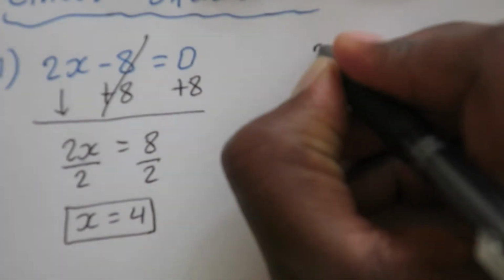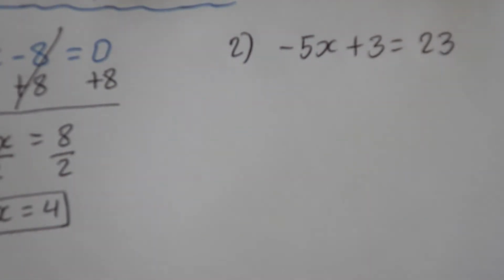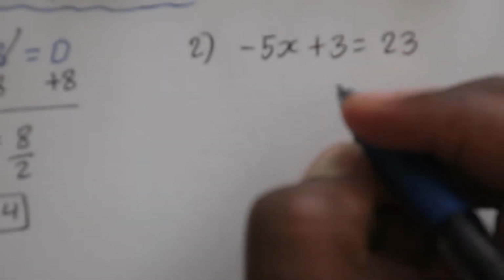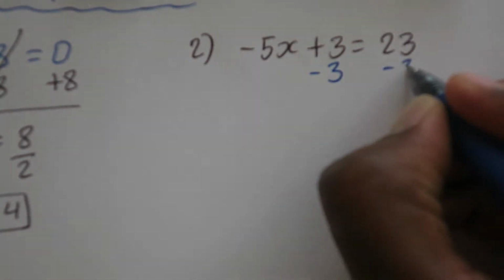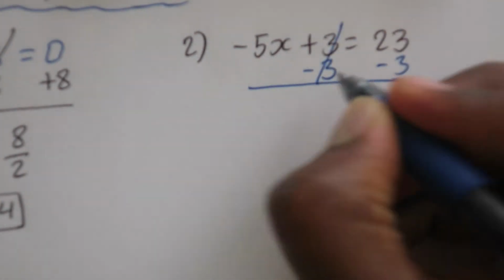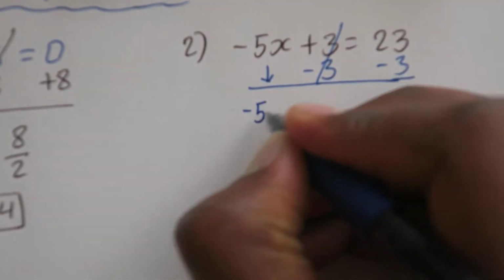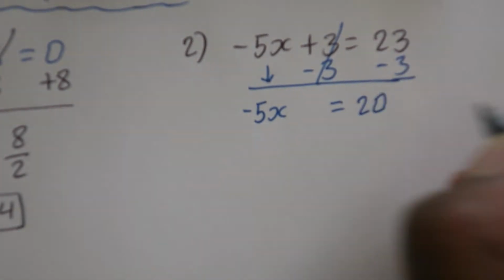Problem 2, very identical to this problem, is the following. -5x plus 3 equals 23. Now for this problem, we're going to get rid of the 3 first by doing the inverse. So subtract 3 from both sides and add straight down. That cancels out. The -5x, we bring it down, and then 23 plus -3 is 20.